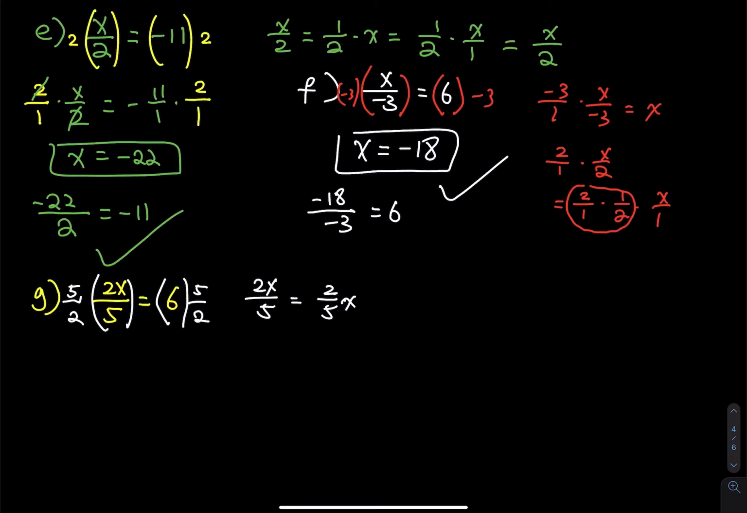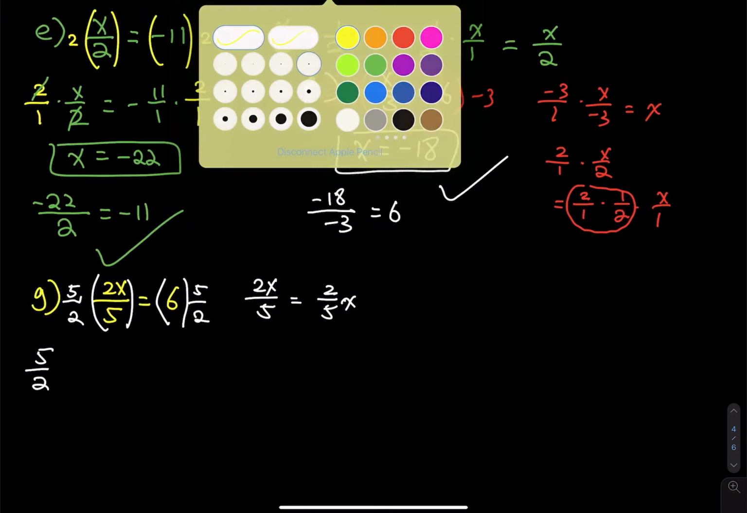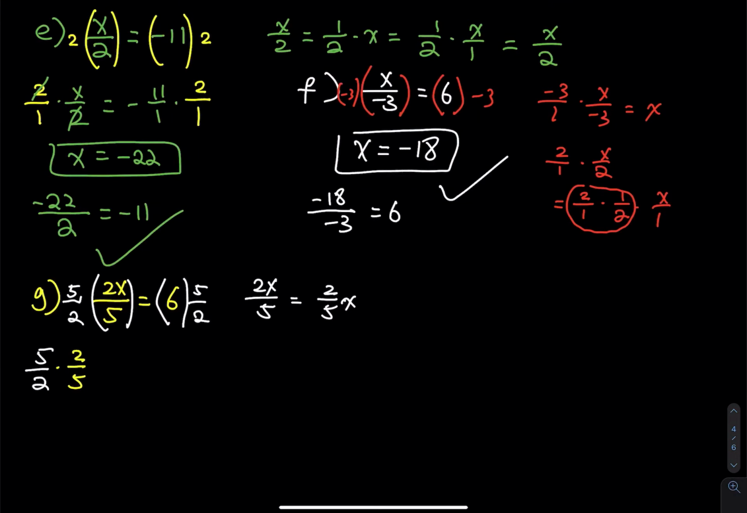Why 5 over 2? Why not 2 over 5? Why don't we multiply by 1000 over 5? Because when you multiply 5 over 2 by 2 over 5, the magic works out right here: 5 cancels with 5, 2 cancels with 2, right?